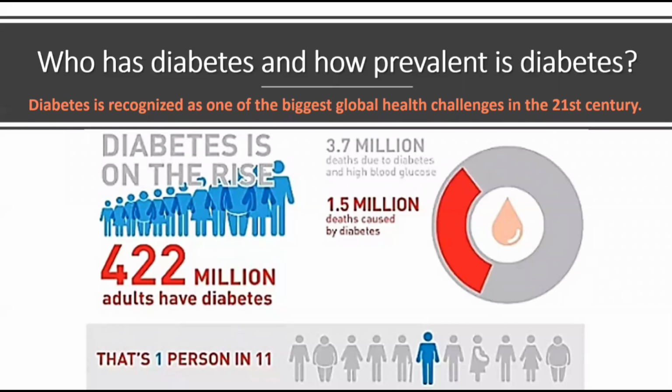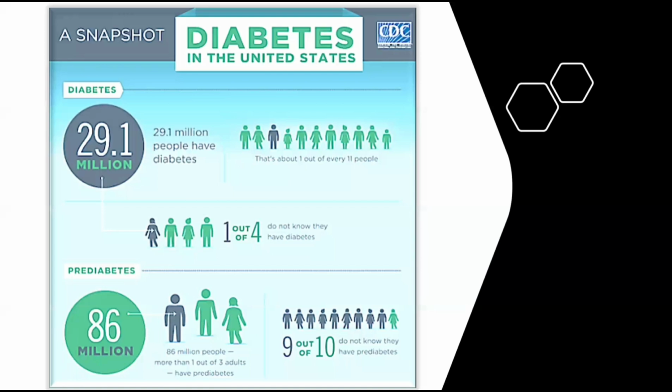Who has diabetes and how prevalent is diabetes? The prevalence of diabetes is steadily increasing everywhere in the world. It is recognized as one of the biggest global health challenges in the 21st century. It is estimated that about 422 million people in the world live with diabetes. This number is expected to double over the next 2 decades.